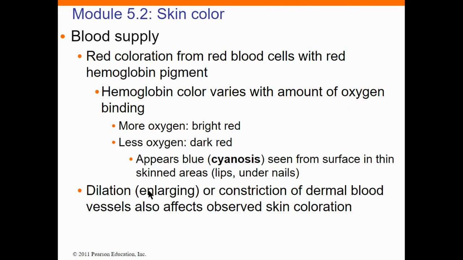When your blood vessels dilate or become enlarged, more blood rushes there and it will be more red. Or when they're constricting, there'll be less blood able to flow through, and it will get more white, less red, more white.